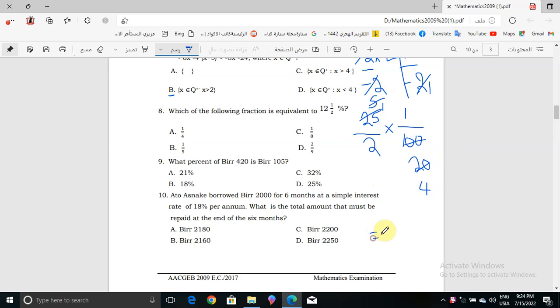1 times 1 is 1, 2 times 4 is 8. That means 1 over 8 is the answer. That means it's in choice C. Choice C is equal to 1 over 8. So that means the answer for question number 8 is choice C.